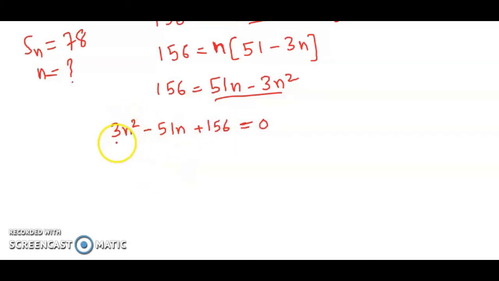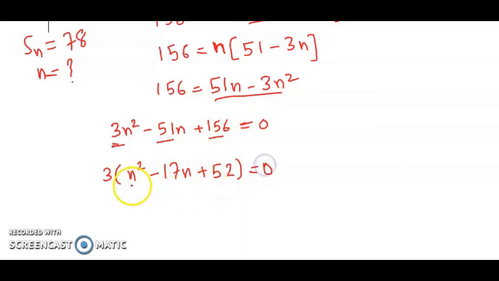Or if you take 3 common from all these three terms, then here we get n square. 51 divided by 3, so we get 17n, and 156 divided by 3, so we get 52. This 3 will go into the denominator, 0 divided by 3 becomes 0. So the quadratic equation is n square minus 17n plus 52 equal to 0.